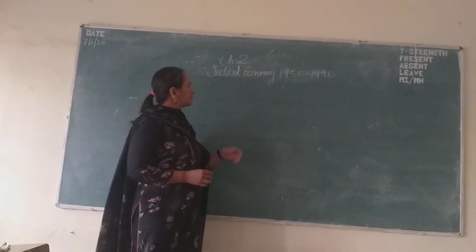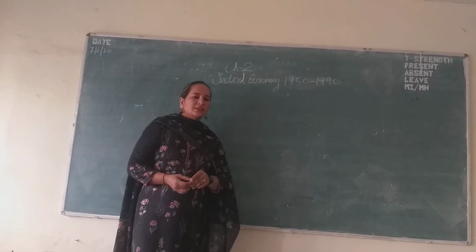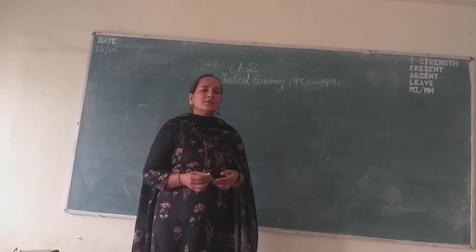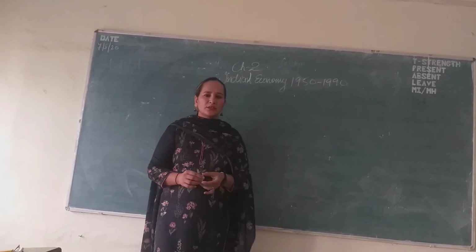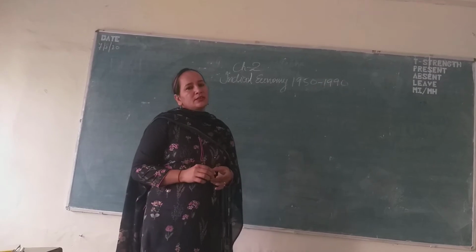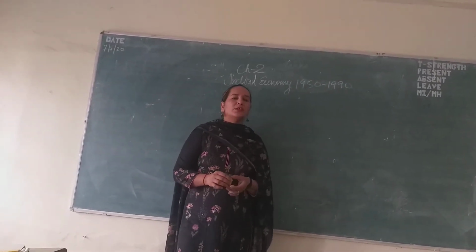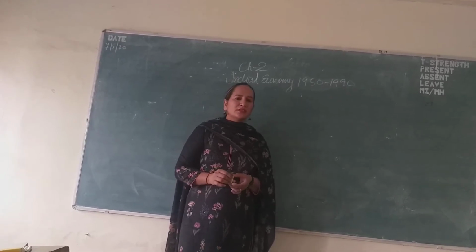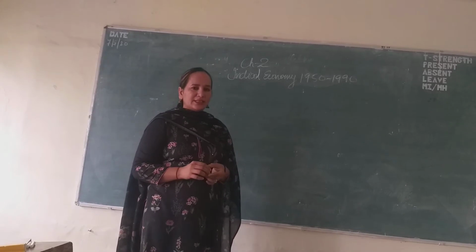Let's continue chapter 2, that is Indian economy 1950 to 1990s. In chapter 1, we have studied the state of agriculture sector was not good. No efforts were made by the Britishers or by the Jamidars for the improvement of the agriculture sector. Per hectare output, that is productivity, was quite less.